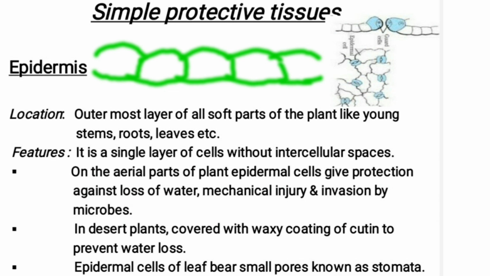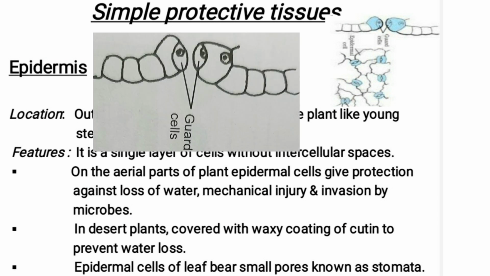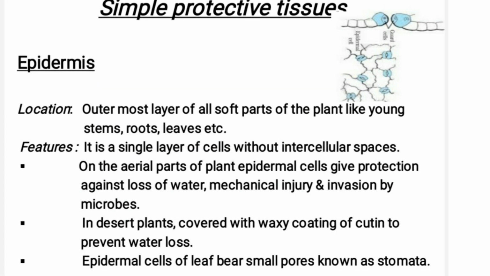Cells of epidermal tissue form a continuous layer and have no intercellular space due to its protective role. Most epidermal cells are relatively flat. The outer wall and side walls are thickened. Epidermal cells of the leaf bear small pores known as stomata. These are enclosed by two kidney-shaped cells called guard cells. Stomata are responsible for the exchange of gases with the atmosphere and for the process of transpiration. Transpiration means loss of water in the form of water vapors.